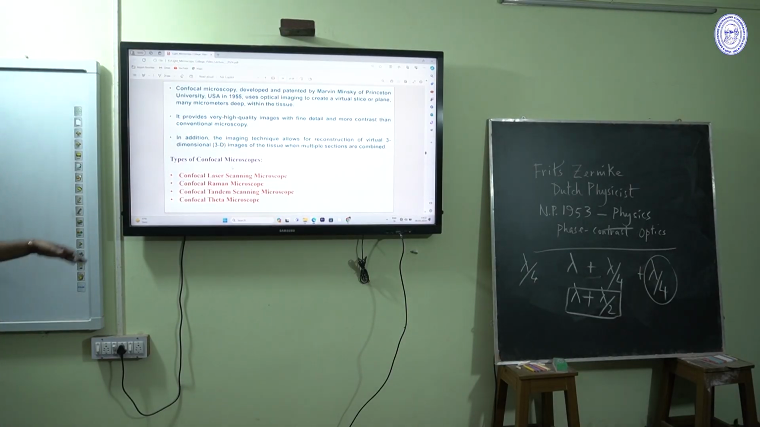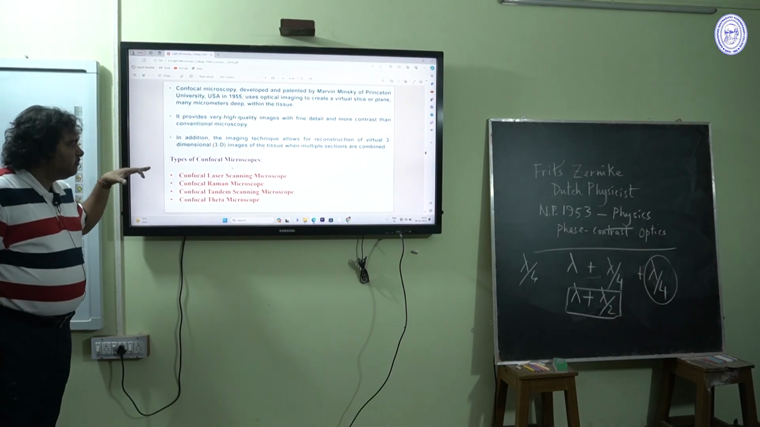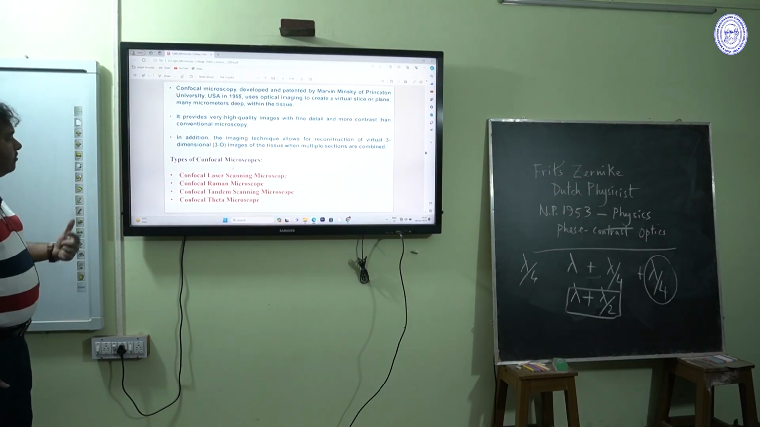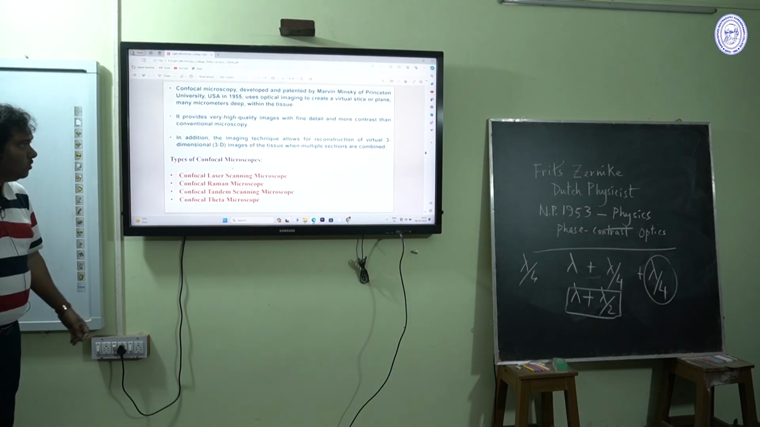Various types of confocal microscopes are present: the confocal laser scanning microscope, Raman microscope, tandem scanning microscope, and confocal theta microscope.